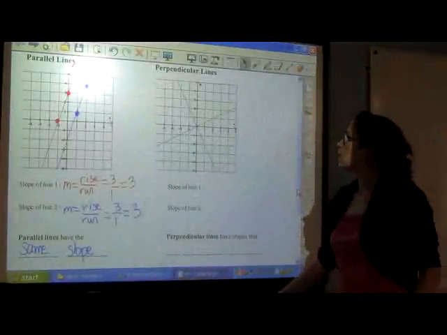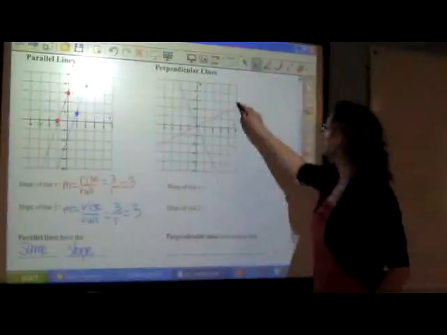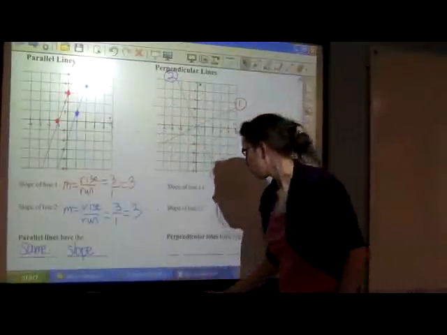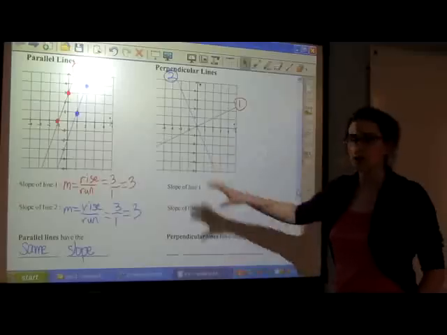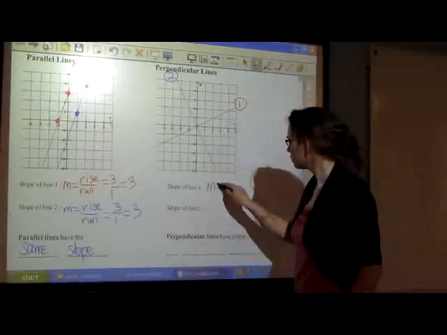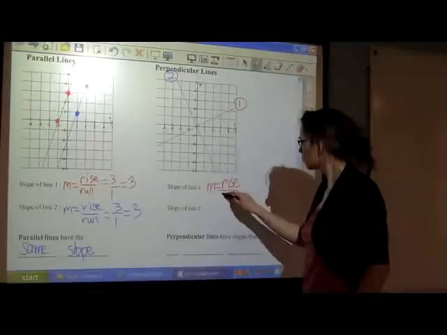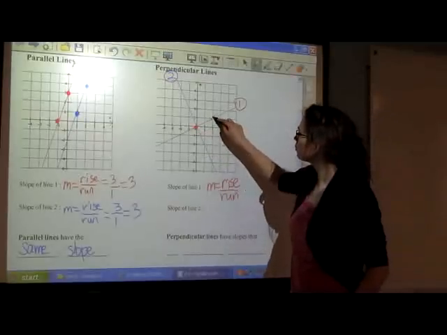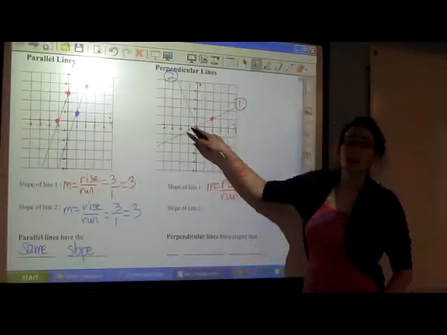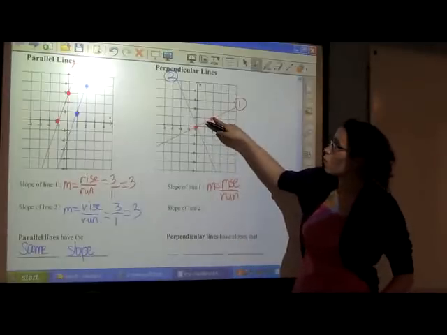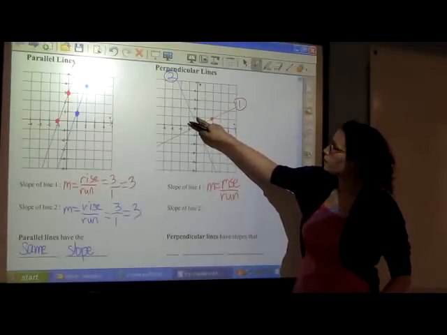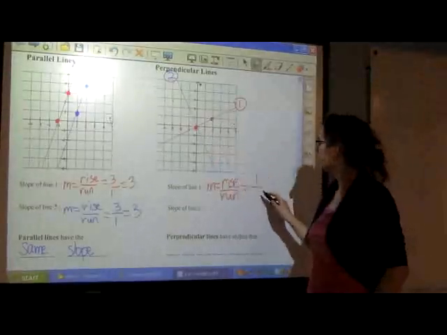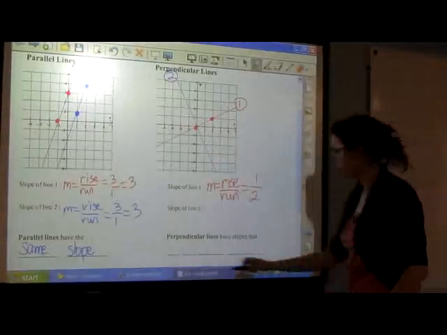Perpendicular lines. Okay. Start by labeling this one as line 1, and label my blue one as line 2, and we're going to work through the exact same steps here. My slope is my rise over my run, from my first point to my second point. So I have a point at 0, 0, and I have a point at 2, 1. I have to go up 1, and I'm going right 2. So my rise is 1, my run is 2, so my slope is 1/2.